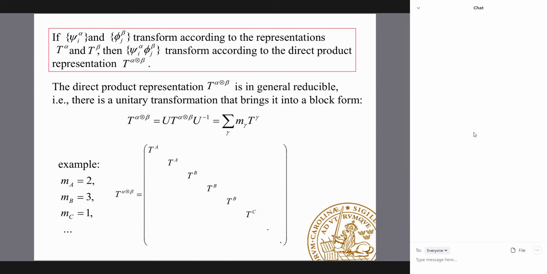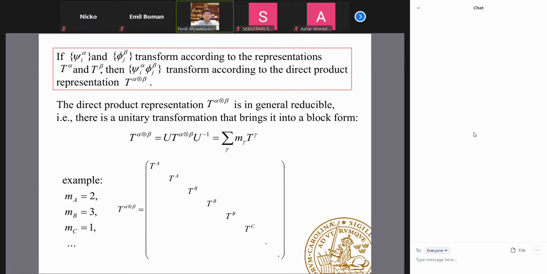So let's continue. So everybody's back. So we've been talking about direct product representations. So one can ask, what are the functions that transform according to these direct product representations? So it turns out that the functions that transform according to the direct product representation is just direct product of the functions corresponding to the individual representations.